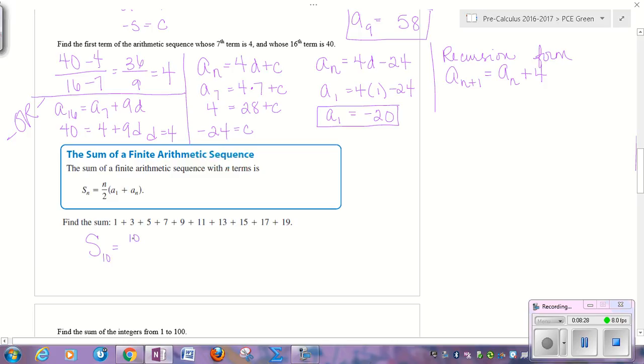So this would be 10 divided by 2. And then you're going to put the first term plus the last term. So 1 plus 19. So that's going to be 5 times 20. So then the sum of these 10 terms is 100. Okay, so again, if you want to go through and take the time and add all 10 of those terms together to double check us, you should get 100.